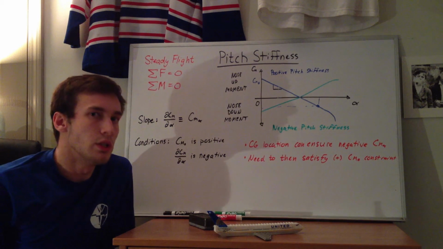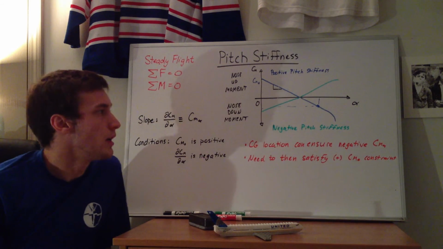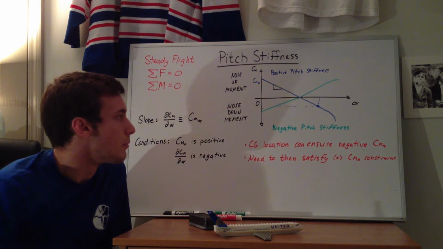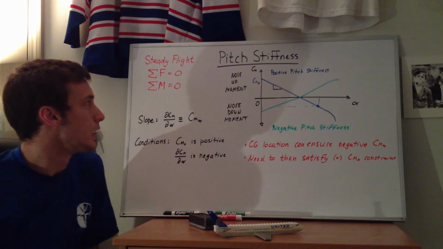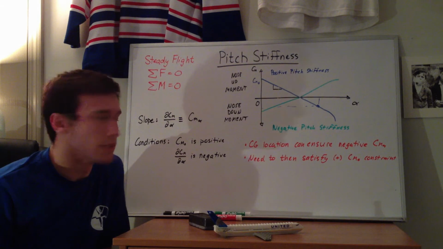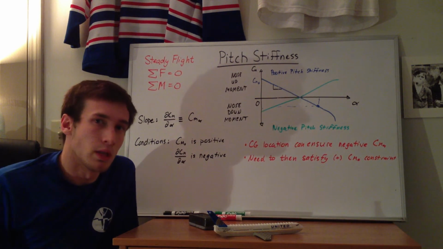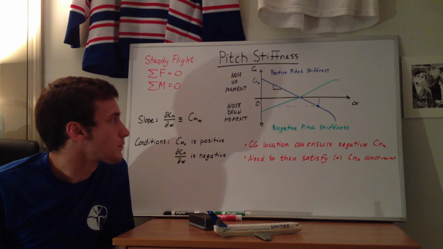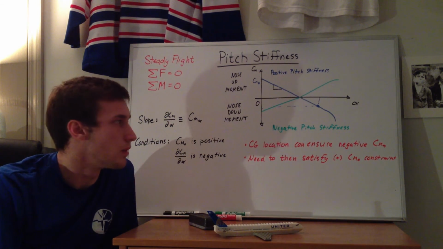You can choose a CG location of your plane far enough forward that you'll have a negative slope to your curve. But then you need to satisfy the Cm0 constraint, the zero angle of attack pitching moment. In my next video, I'll be talking about possible configurations of aircraft based on what we were talking about here regarding pitch stiffness.